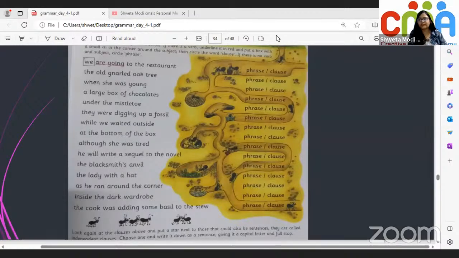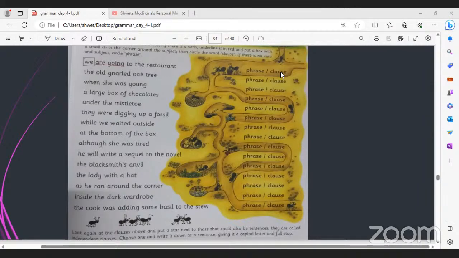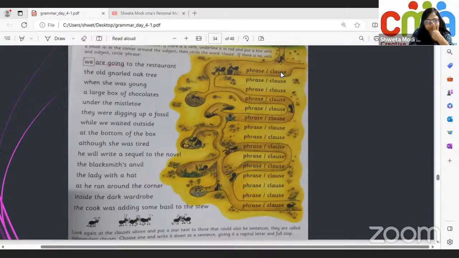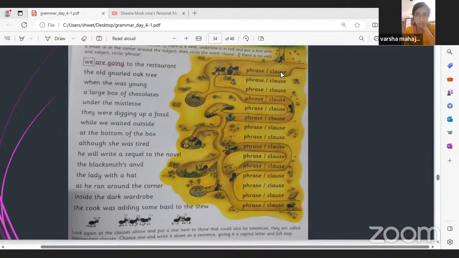Okay, you can unmute. I'll ask and everyone has to answer. When she was young, what will it be? Phrase. Clause. When she was young, clause. A large box of chocolates is phrase. Mistletoe. Phrase.